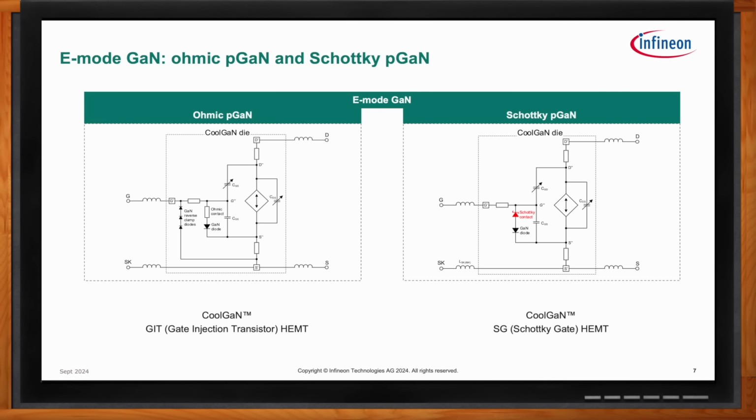And turning to the right side, the Schottky P-GaN structure is indeed very similar to the GIT, except for the highlighted Schottky connection at the gate. But it does require a different applied VGS voltage, which actually makes it more similar to a silicon device.